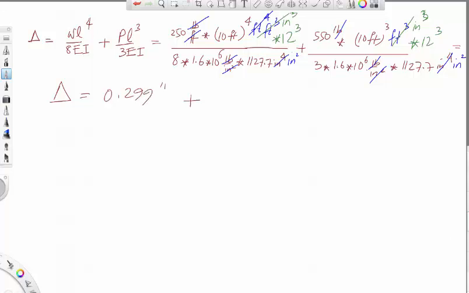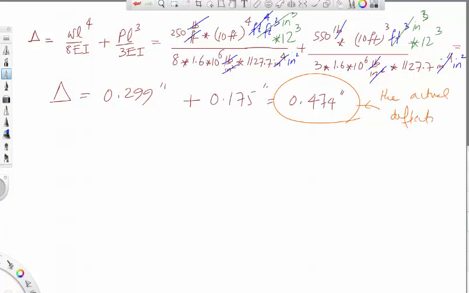0.299 inch plus 0.175 inch. Now if you add these up, 0.299 plus 0.175, we get a value equal to 0.474 inches. Now we need to compare. This is the actual deflection. I need to compare this to the maximum allowable deflection, which I calculated on page 4.